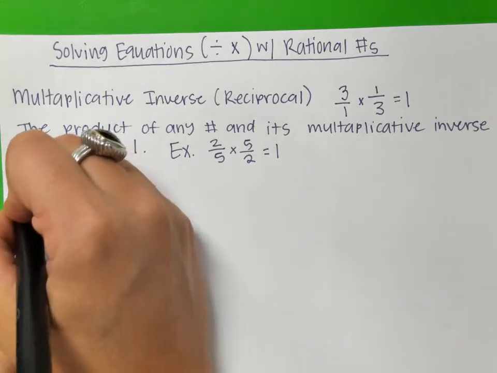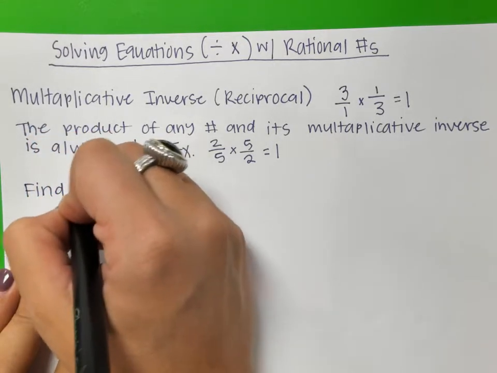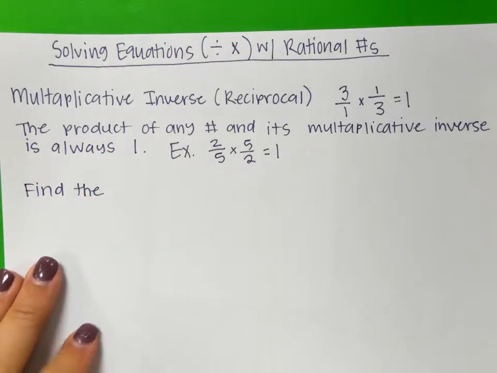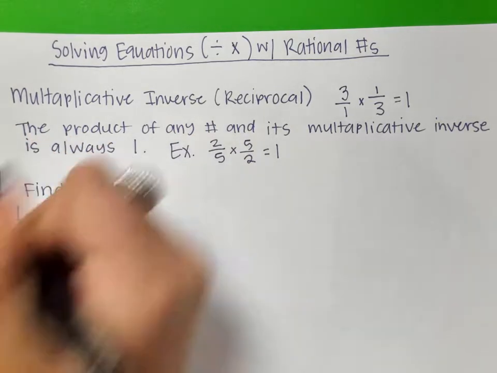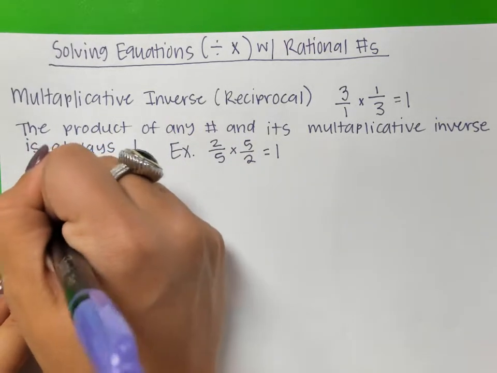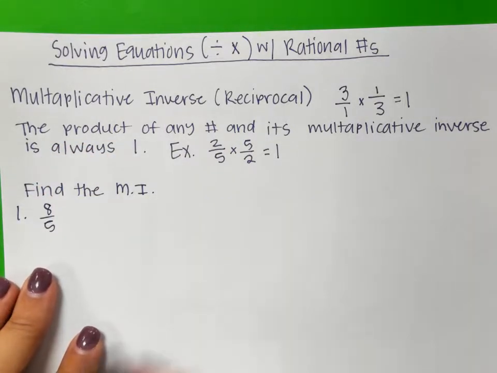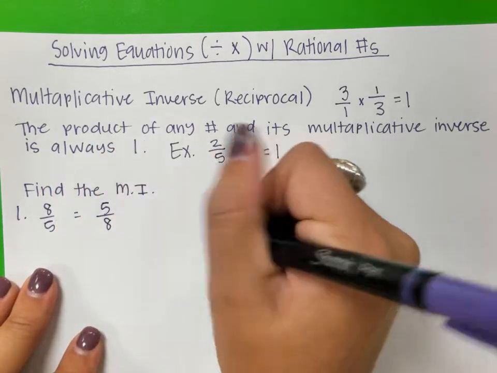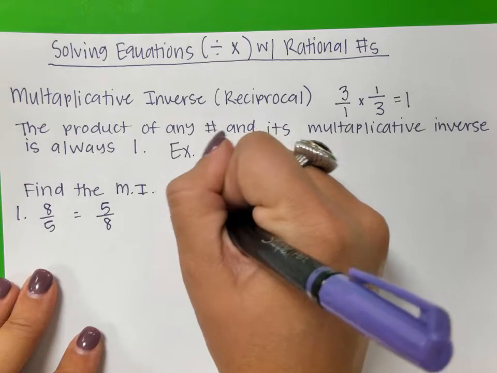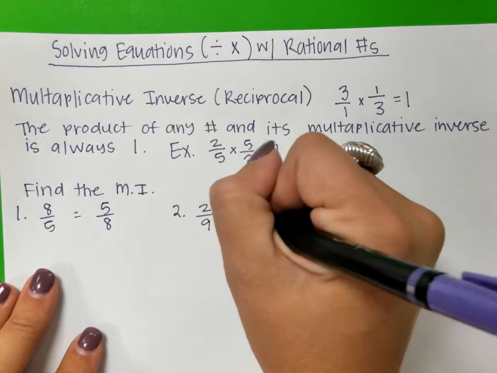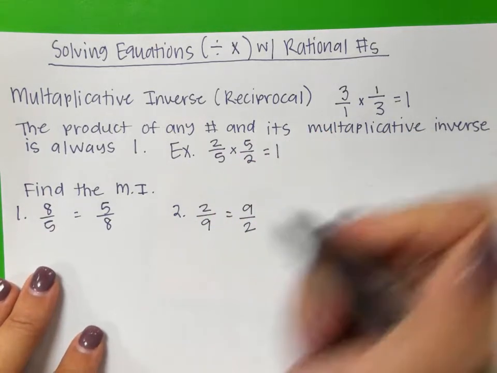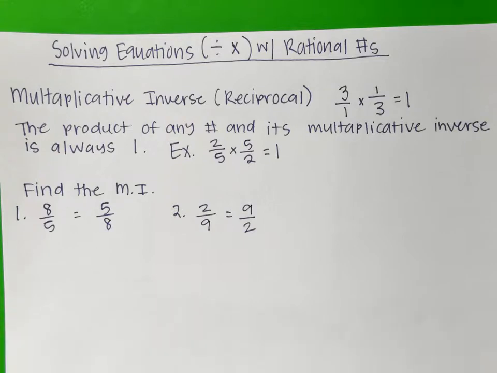So let's find the multiplicative inverse. Is it okay if I abbreviate by just MI? Yeah. So find the multiplicative inverse. What if I have 8 over 5? What is the multiplicative inverse of 8 over 5? 5 over 8. What if I have 2 over 9? My multiplicative inverse is going to be 9 over 2. So all you're doing is flipping your numbers.